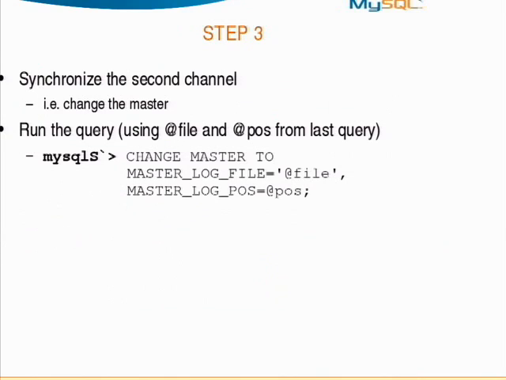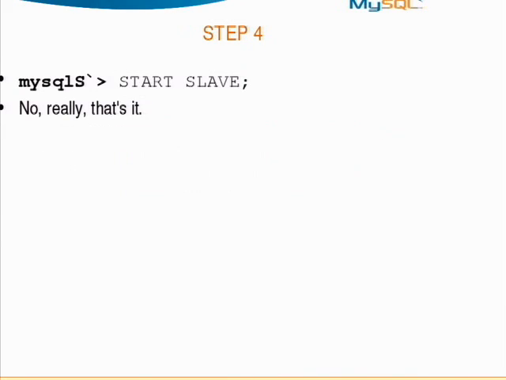Step 3, we want to synchronize the backup replication channel. So we want to run the change master query. On our backup slave, we use the information we've gotten from the previous queries and go change master to blah and hit enter. And the 4th step is the simplest step of all. You say start slave. And then it starts replicating from where it left off. And we'll hopefully catch up in time.